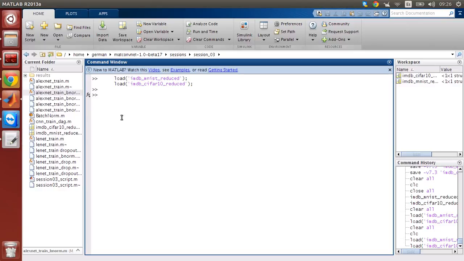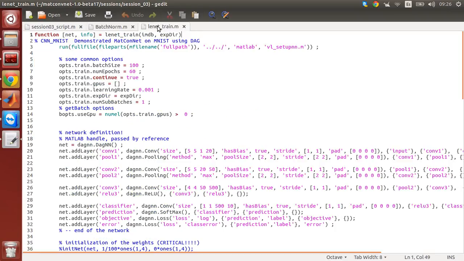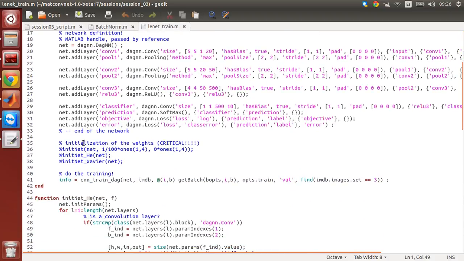Okay, here you see you have already loaded IMDb, CIFAR-10, reduced MNIST. Okay, it's perfect. And now we are going to start using LeNet train. So we have several options for initialization. So three options here. What we're going to do is uncomment one at a time, comparing them to see what's going on.